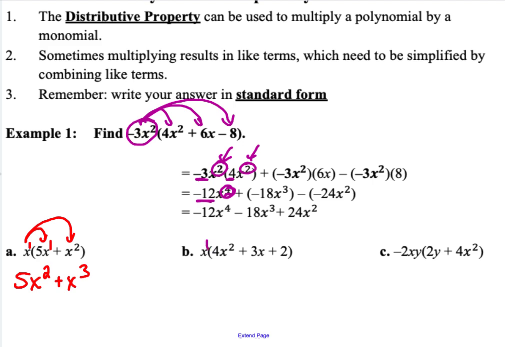So next one, x to the first times 4x squared would be 4x cubed. You're adding the exponents of those x's. Then x times 3x, well, that's 3x squared. And then x times 2 is 2x.